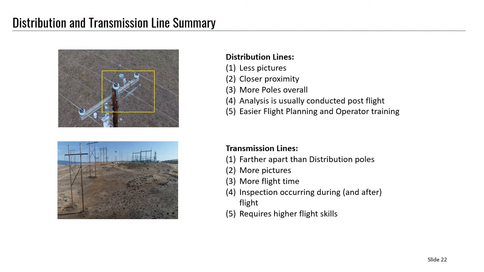Whereas transmission lines are farther apart than distribution lines, you're going to require more pictures, more flight time, and inspections occurring during and even after flight. So you're actually looking for anomalies while you're flying. This requires higher flight skills. The reason why I want to show both of these is that mission ready status for a pilot is higher with transmission lines.